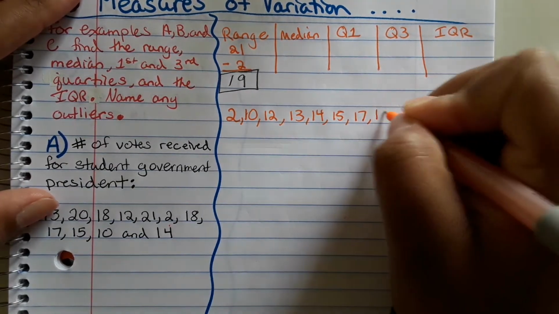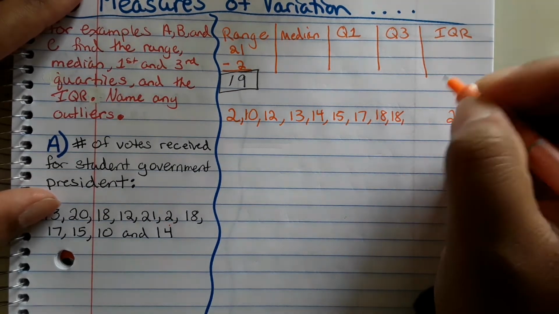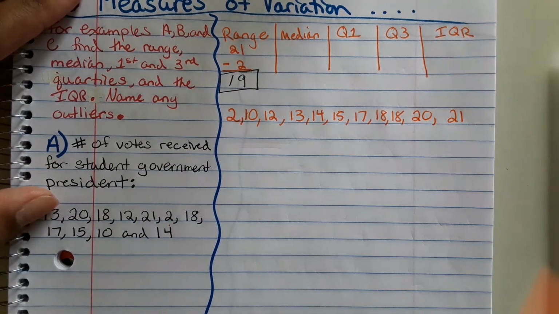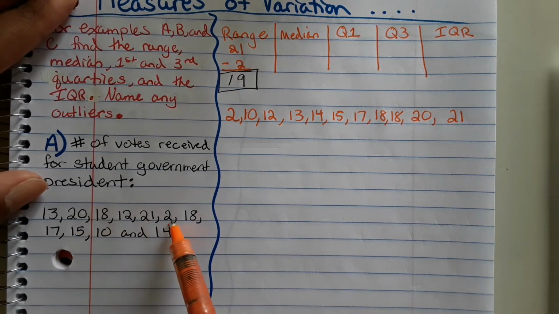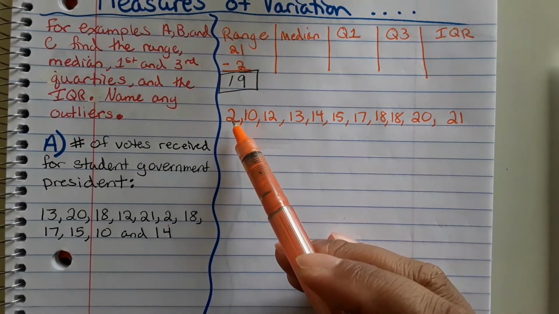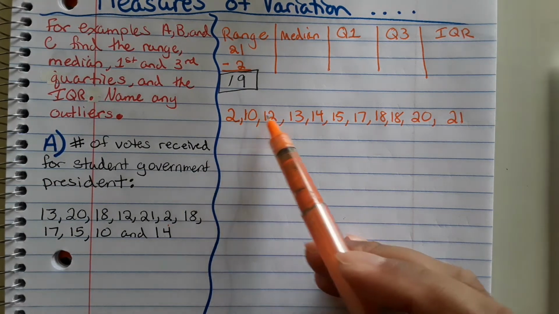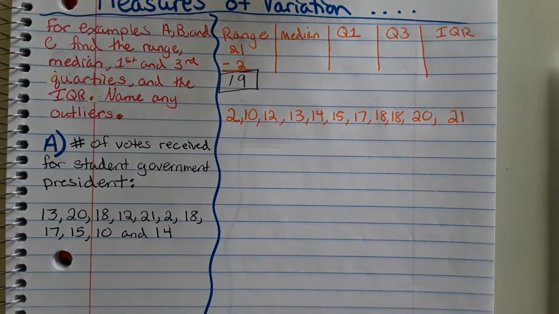Then I have 2 18s. And finally a 20. So let me count them up, make sure I didn't lose any. 1, 2, 3, 4, 5, 6, 7, 8, 9, 10, 11. There are 11 there. So I want to make sure I have all 11 on my paper. 1, 2, 3, 4, 5. And all 11 are there. All right, excellent.